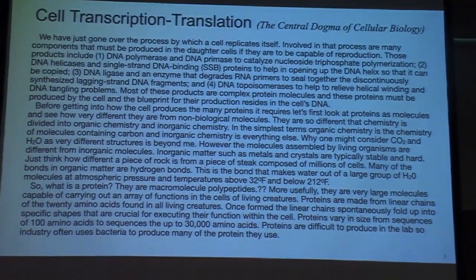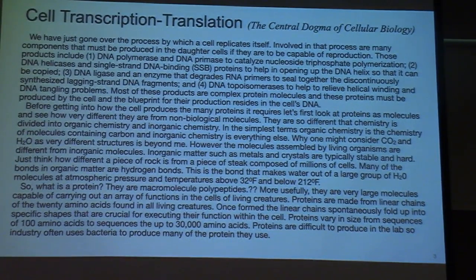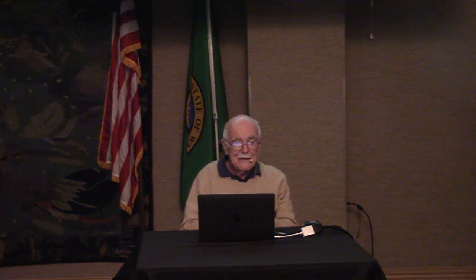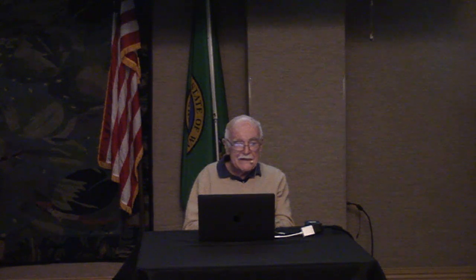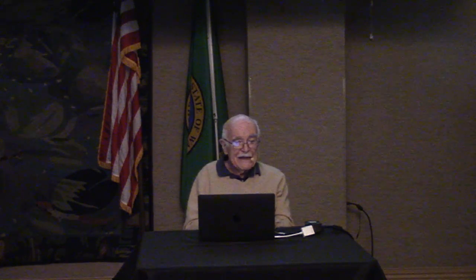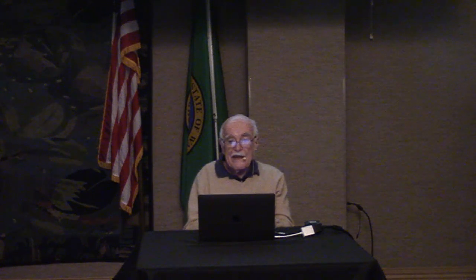So, to get down to the business at hand, we had just last week gone over the process by which a cell replicates itself. Involved in that process are many components that have to be produced in the daughter cells if they're to be capable of reproduction. Those products include DNA polymerase, DNA primase, two DNA helicases, DNA binding proteins that help it to open up the DNA helix so that it can be copied, a DNA ligase, and enzymes that degrade the RNA primer to seal it together.